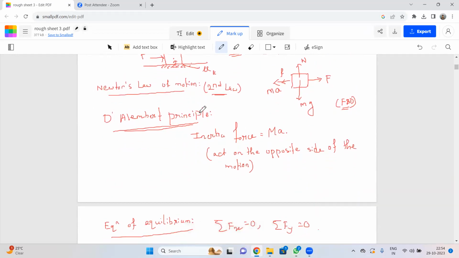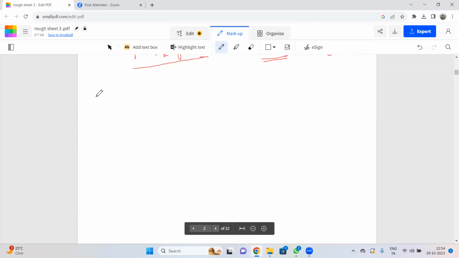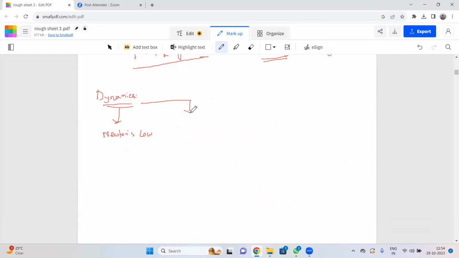and D'Alembert's principle. Basically, to solve one dynamic problem we have three methods. The first one is using Newton's law, that we just discussed. The second one is conservation of energy. And the third one is conservation of momentum.